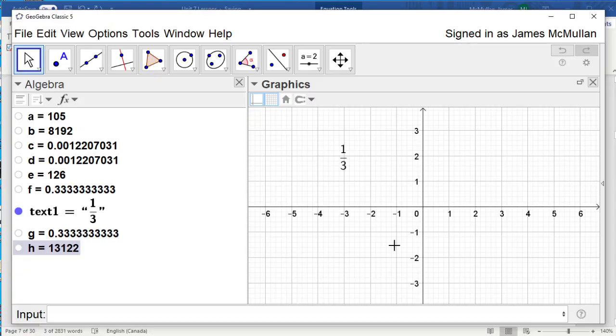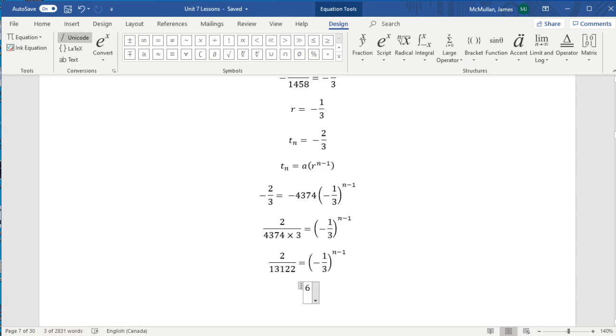Okay, I can reduce that fraction on the other side if I divide it by 2. So 13122 divided by 2, I get 6561. So sorry, 1 over 6561 is equal to -1/3 to the power of n minus 1. Now, at this point, we need to use our knowledge of the same base in order to get these to be the same.